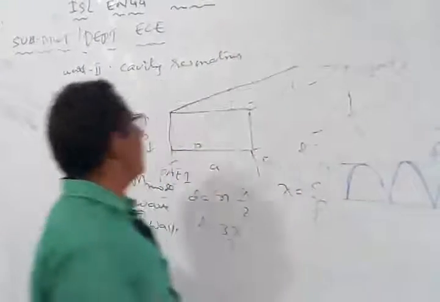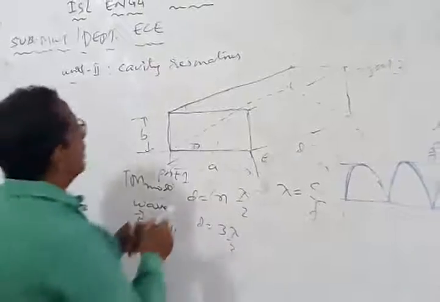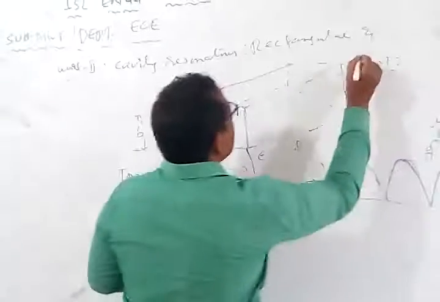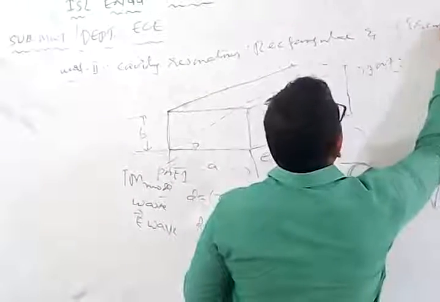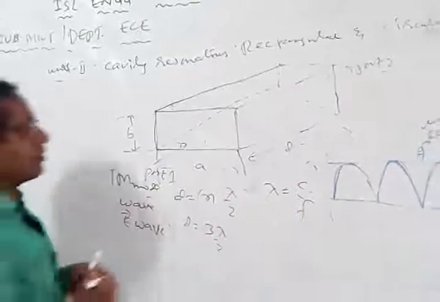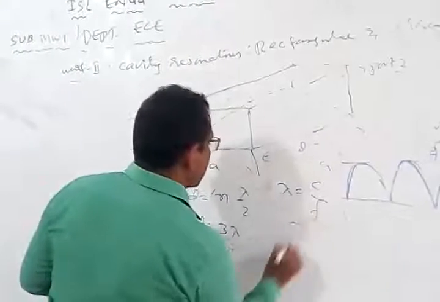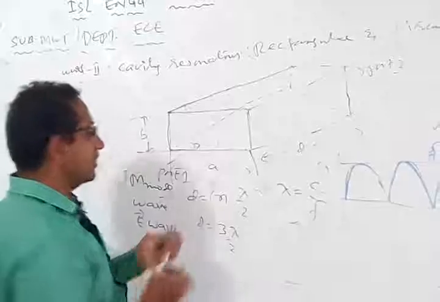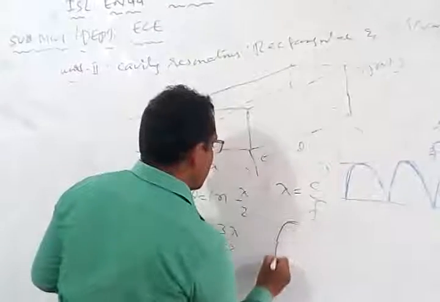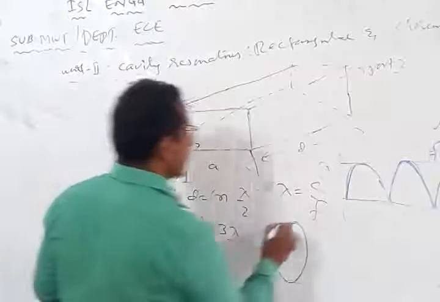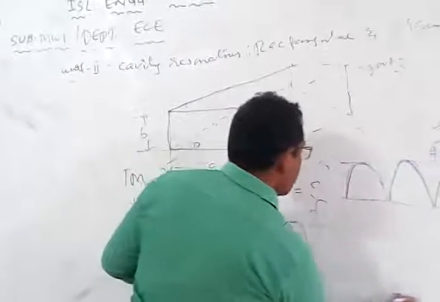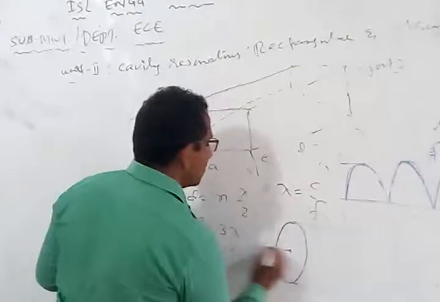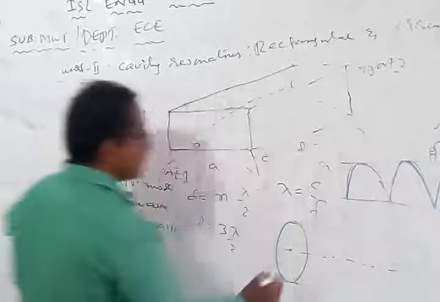We have two types of cavity resonators in the syllabus. One is the rectangular cavity resonator, and the next one is the circular cavity resonator. What is a circular waveguide? Simple, it is like a cylindrical coordinate system. So a circular waveguide supports a cylindrical coordinate system. That means the face of the waveguide is like a circle, and the center is the axis of the waveguide. This waveguide is known as a circular waveguide.